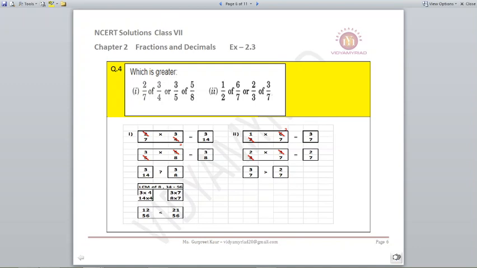Second part, let's do that. 1 by 2 of 6 by 7. So 1 by 2 multiply by 6 by 7. 2 and 6 are divisible. So its fraction becomes 3 upon 7.